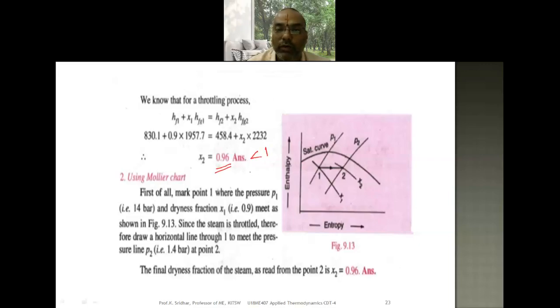So it is lesser than 1, so we can say it is basically wet steam. So x2 is equal to 0.96. That is using the steam tables. And now we use the Mollier chart.